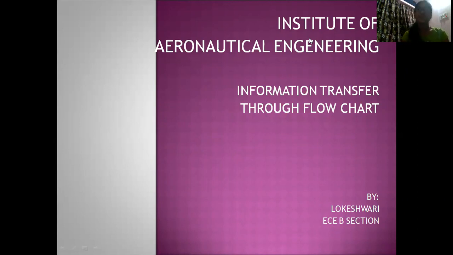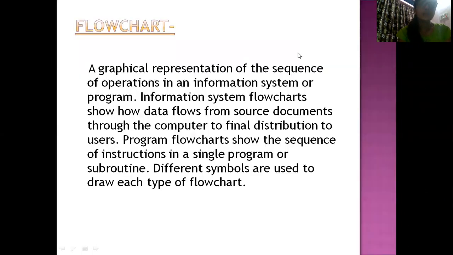Today my topic is information transfer through flowchart. How does information transfer through a flowchart? A flowchart is a graphical representation of the operations in an information system or program. Information system flowcharts show how data flows from source document through the computer to final distribution to users. Program flowcharts show the instructions in a single program or subroutine.